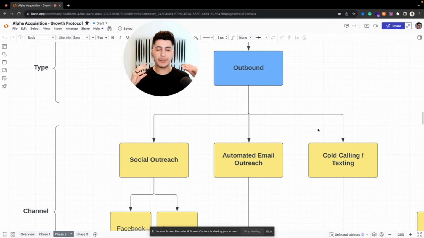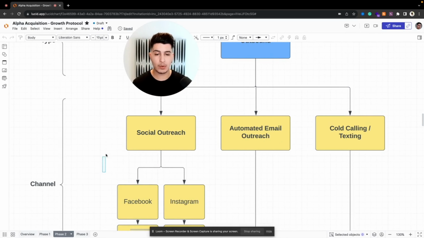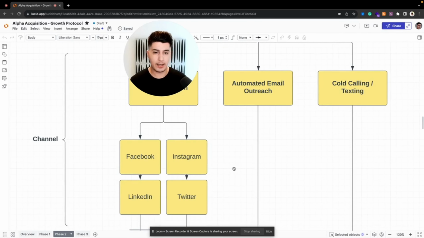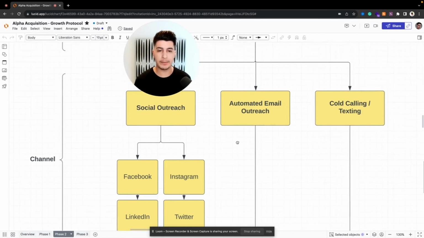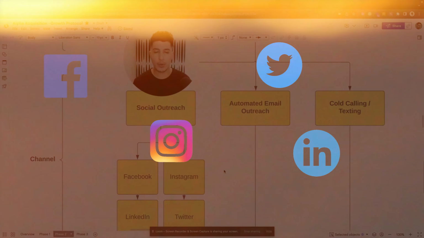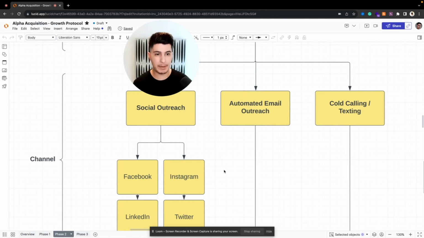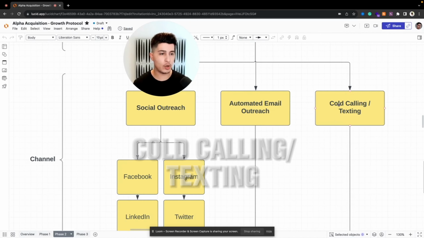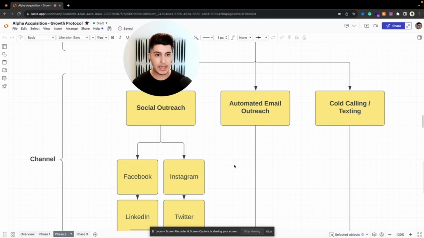Like, you have a lot of different other types and channels, but I want to focus on the best performing ones, at least based on the data that we have from our clients. So outreach, pretty simple. You can pick and choose between these four. There are other channels or other platforms on social media, but Facebook, Instagram, LinkedIn, and Twitter are definitely the ones that perform the best. Automated email, self-explanatory, and cold calling and texting as well.